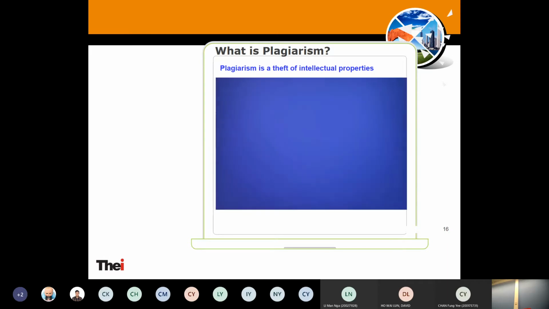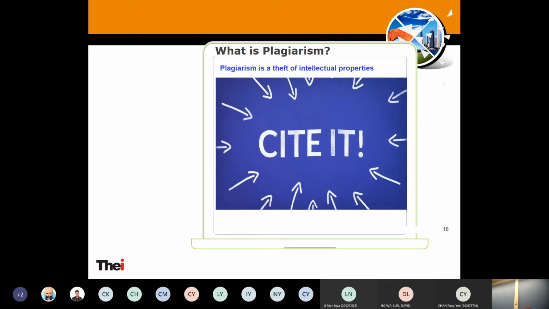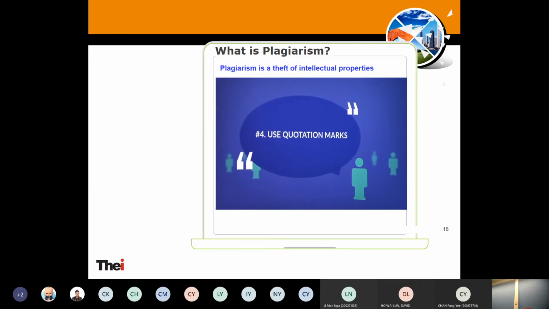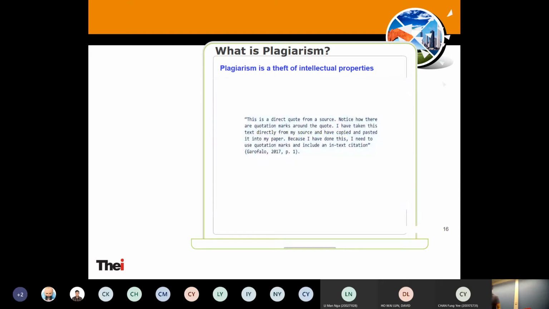There are different ways of doing this depending on the citation style you're using. Sometimes it can be difficult to tell when a citation is needed. When in doubt, cite it. Number 4, use quotation marks. If you're putting information into your paper that you took directly from a source, be sure to put quotation marks around that information. This tells the reader that you're quoting directly from your source.